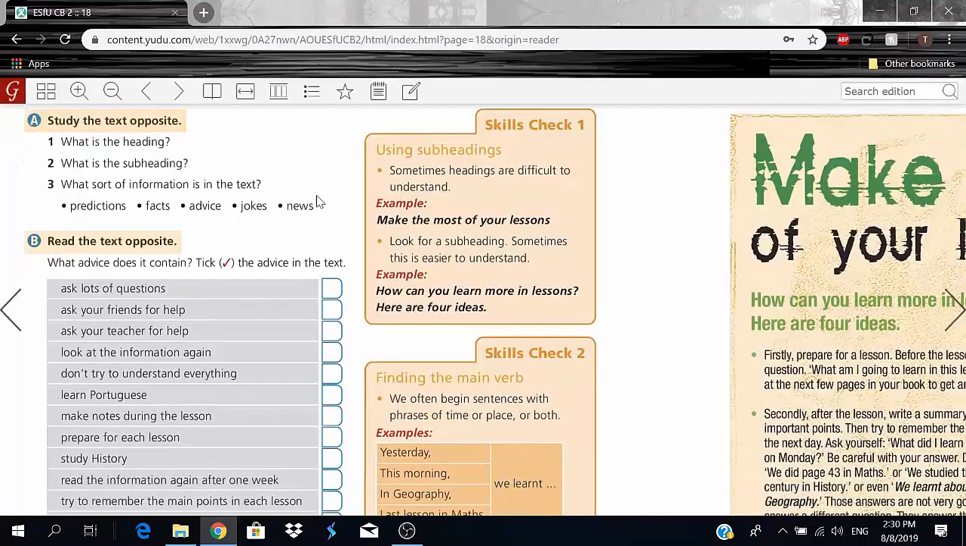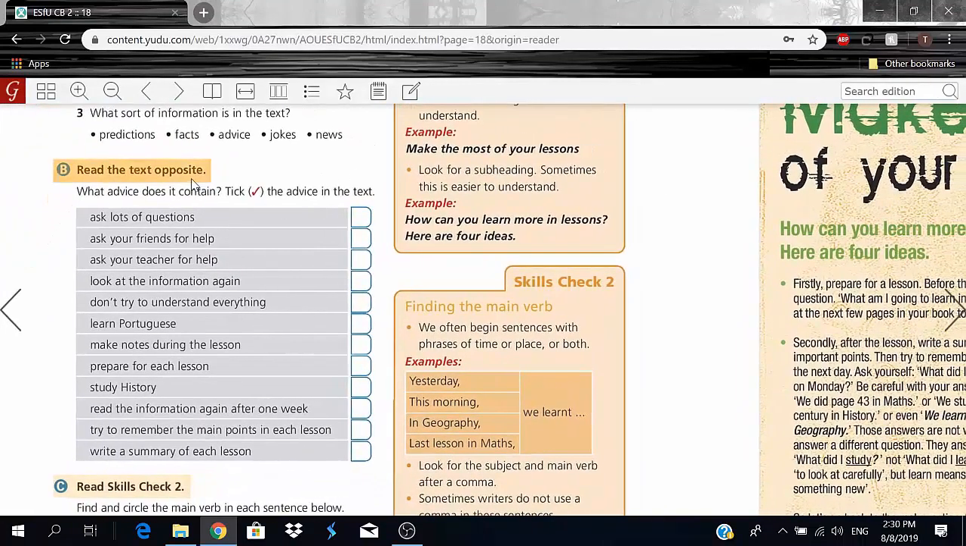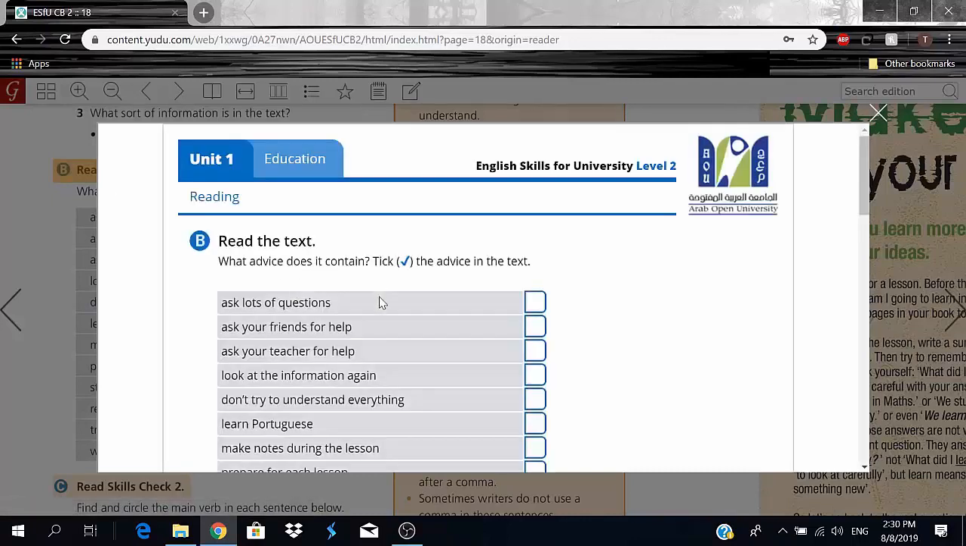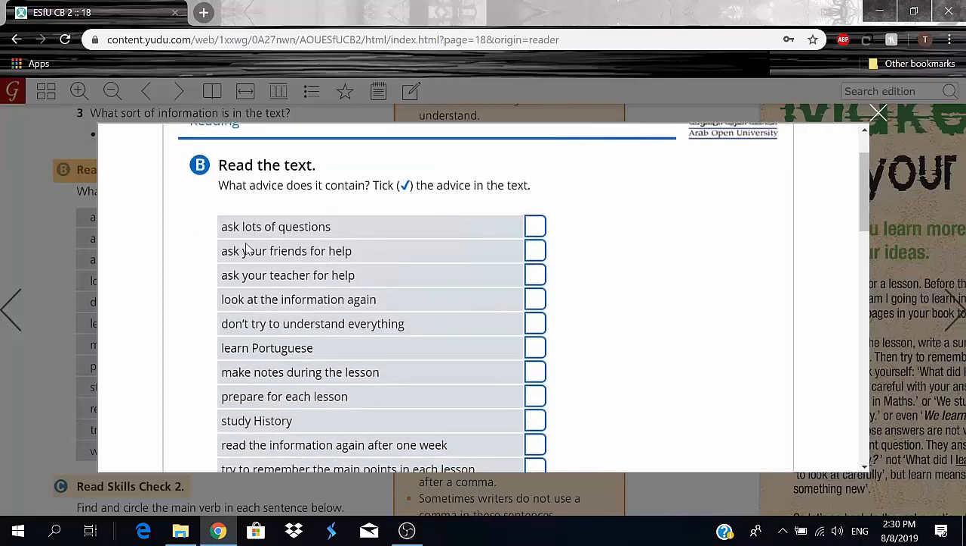Alright, now let's move on. We're going to read the text again. Well, we just did, so we're not going to do that again. So here we have, give it a second, let it open up. What advice does it contain? Tick the advice in the text. Pretty simple stuff here. Ask lots of questions. No, they didn't say that. Ask your friends for help. Yes, they did. Ask your teacher for help. Yes, they did. Look at the information again.